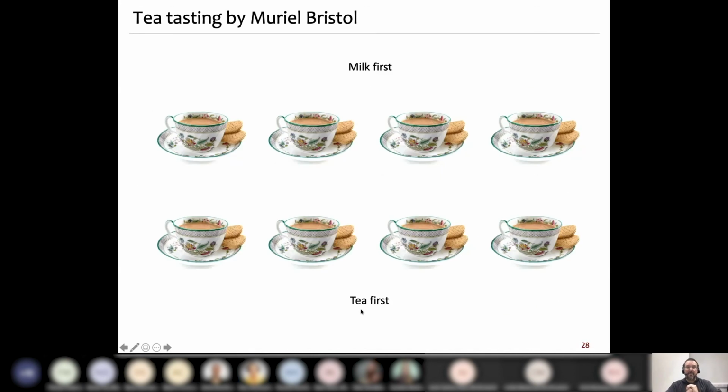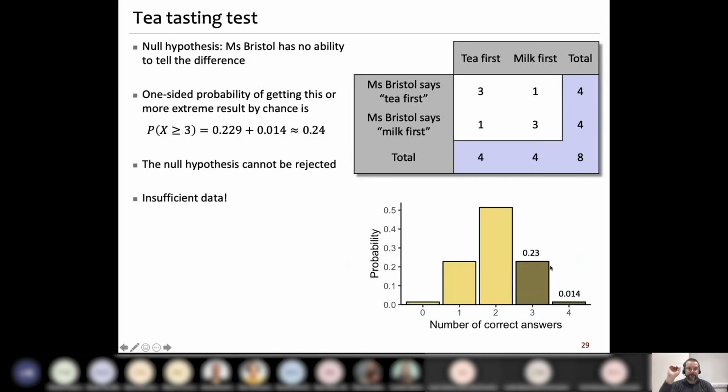Okay, we played with the balls. We can now get back to Miss Bristol. She was served 4 cups where milk was poured first and 4 cups where tea was poured first. And this is how she performed. That was her answers. Where milk was first, she guessed correctly 3 times, and once she made a mistake. And the same here, where tea was first, she guessed 3 times correctly and made one mistake.